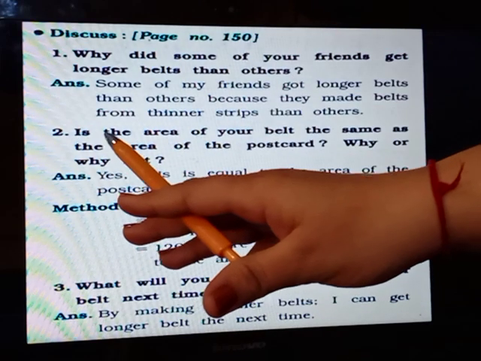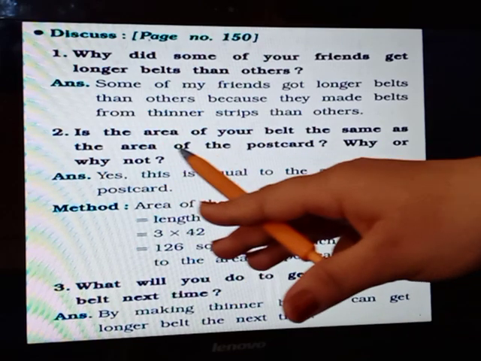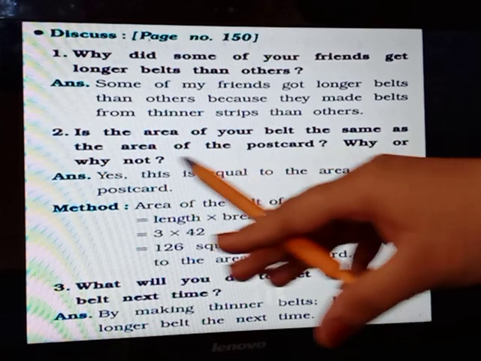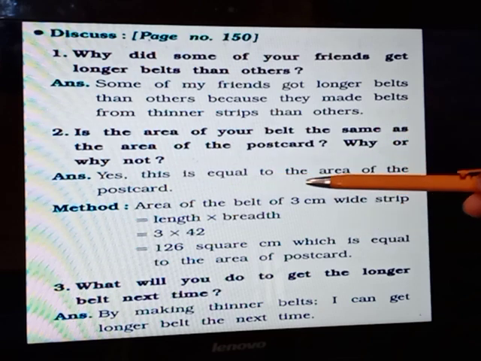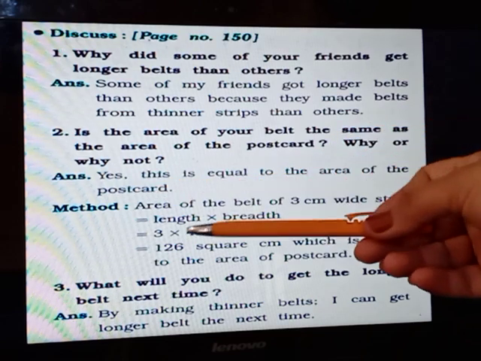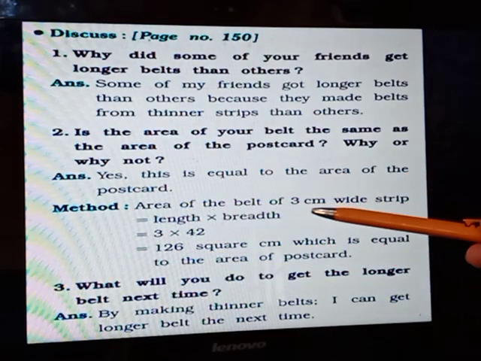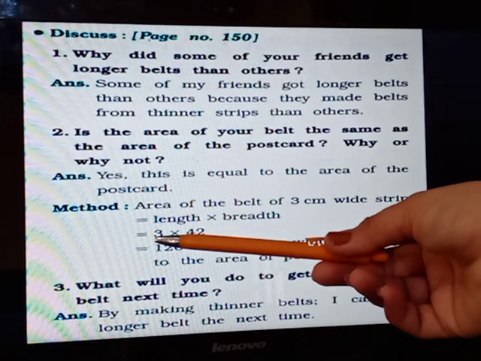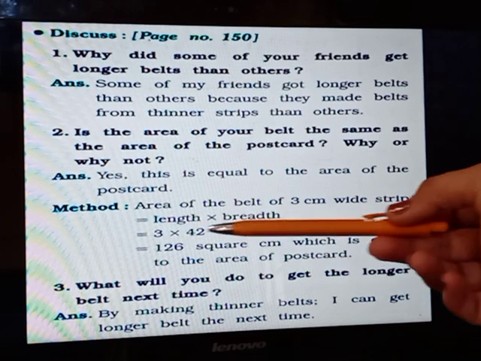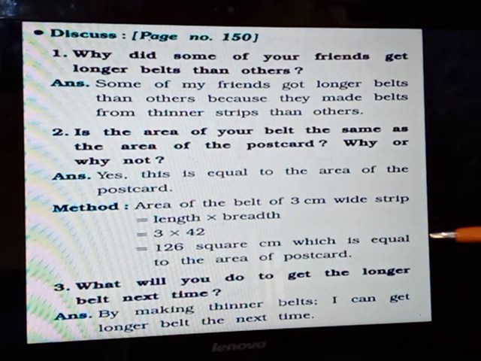Okay. Now second question of discuss. Is the area of your belt the same as the area of the postcard? Why or why not? Right? Now answer. Yes, this is equal to the area of the postcard, because by our method, the belt is a 3 centimeter wide strip. Now formula length multiplied by breadth. So 3 multiplied by 42 equal to 126 square centimeter, which is equal to the area of the postcard.